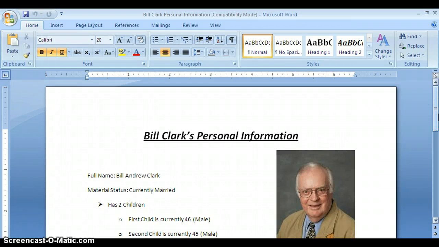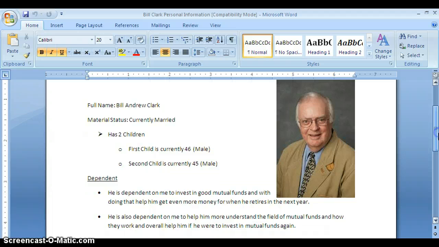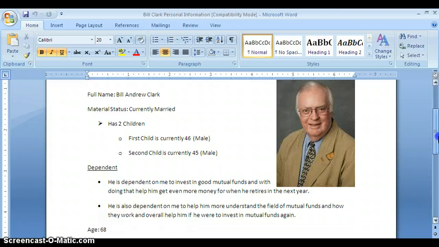The client that I have chosen for this project is Bill Clark. Bill's full name is Bill Andrew Clark. His marital status is currently married and has two children. Both of them are males, and one of them is 46 years old and one of them is 45.